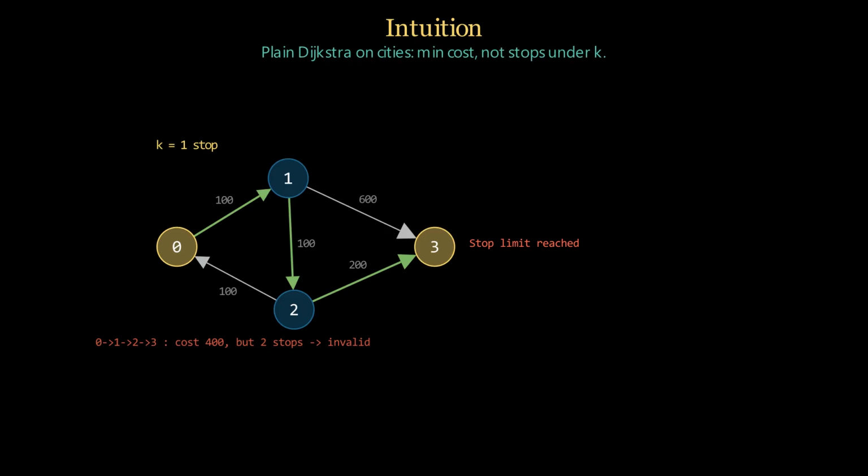Many people try Dijkstra first. On cities alone it always improves the cheapest cost label, which is fine when there is no hop limit. Here you also cap stops, so the lowest price path can still be illegal, like the 400 route that uses too many hops. Plain Dijkstra does not enforce that unless you change the state, for example city plus stops used. That is why we count hops with layered relax instead.